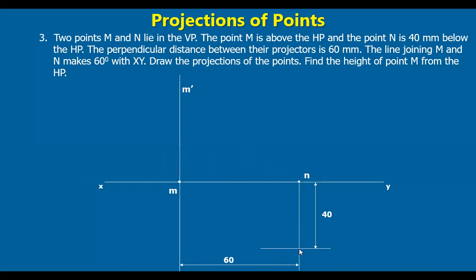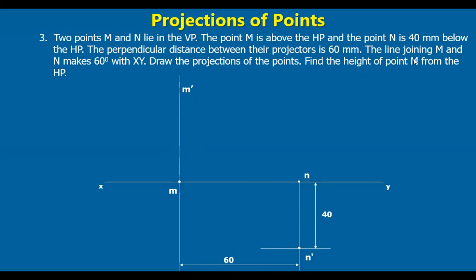So at this intersection point lies N dash, the front view of N. And also, the perpendicular distance between their projectors, M dash, this is one projector, N dash, this is another projector. The distance between these two projectors is 60 mm. So we mark these points M and N such that the distance between them is 60 mm.